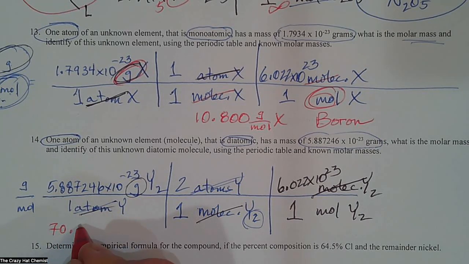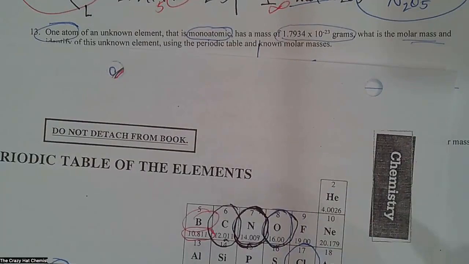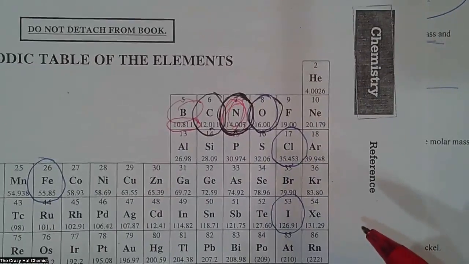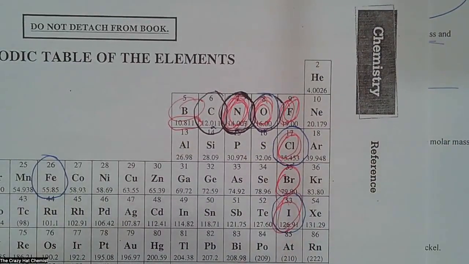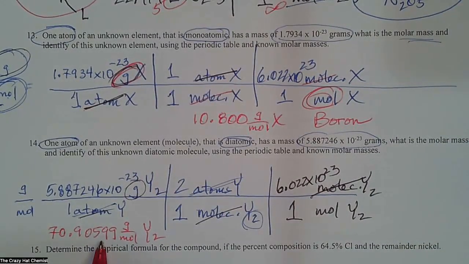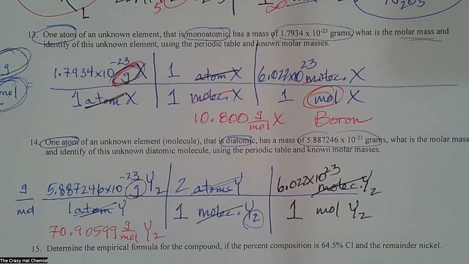That is 70.90599. That's grams per mole of Y2. And Y2, what is Y2? So it's diatomic. So that means that it must be either nitrogen, oxygen, fluorine, chlorine, bromine, iodine, or hydrogen. So which one of these has a molar mass when it's Y2? That is H2, O2, N2, Cl2, F2, Br2, I2. And the only one that this corresponds to would be Cl2, which is chlorine. Perfect. All right. Another problem down.